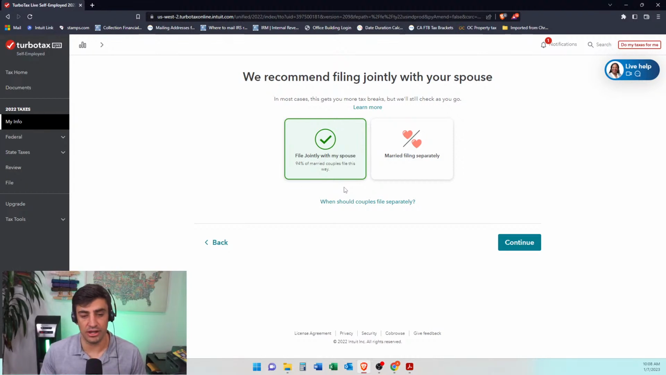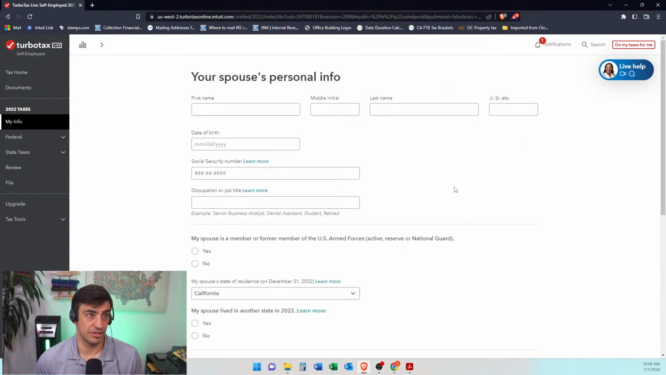Now, I do know a lot of clients of mine want to file separate for student loan purposes because of the income. When you put both incomes together, their minimum payment goes up because it's based on the AGI from the tax return. So they file separate because of that. That's, I know, a very popular reason why people file separately, but it's not good for tax purposes, essentially. All right, so I'm going to put jointly here.